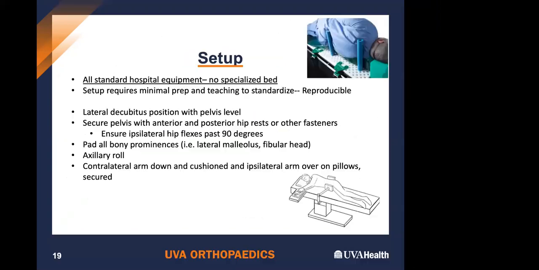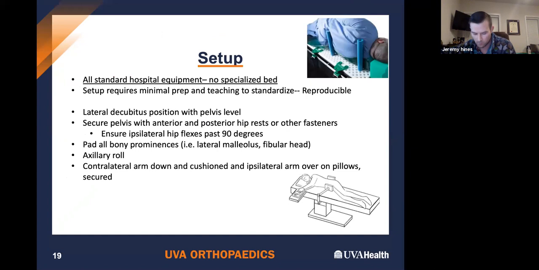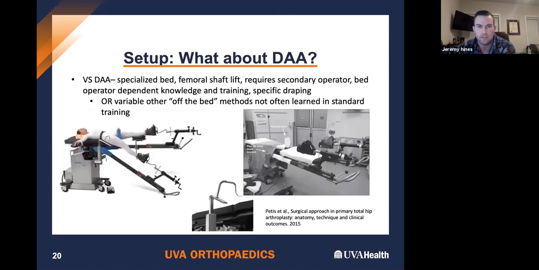So we're going to briefly go through the technique and then do some counterpoint with the direct anterior. The setup is all standard hospital equipment. You don't really need a specialized bed for this. You can use a host of hip positioners, but really you want a stable pelvis with the butt crack basically in parallel with the floor. And you want these fastened so that when you're moving the hip, the pelvis doesn't move in the operating room, and you can hit your targets. Pad all bony prominences, axillary roll, etc.